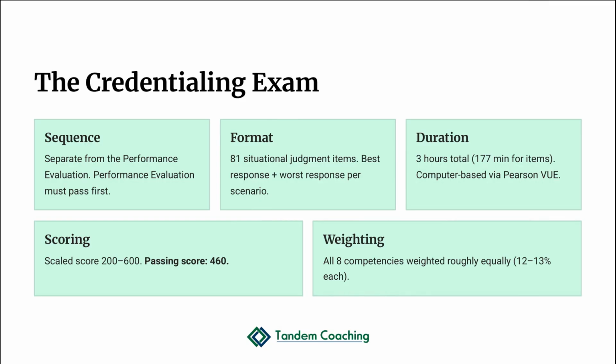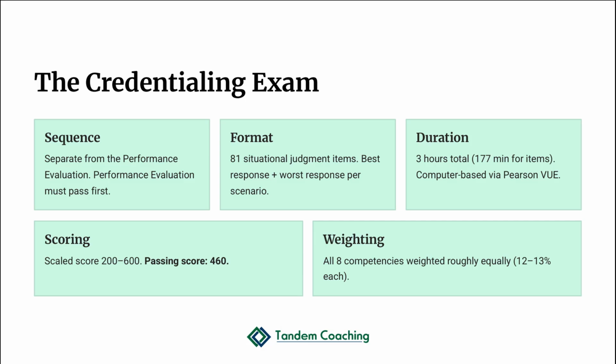The ICF credentialing exam is separate from the performance evaluation. Candidates must pass the performance evaluation first before being authorized to schedule the exam. 81 situational judgment items, 3 hours total, 177 minutes for the items themselves. Computer-based, delivered through Pearson VUE either at a test center or remote proctored. The exam asks the candidate to select the best response and the worst response for each scenario.